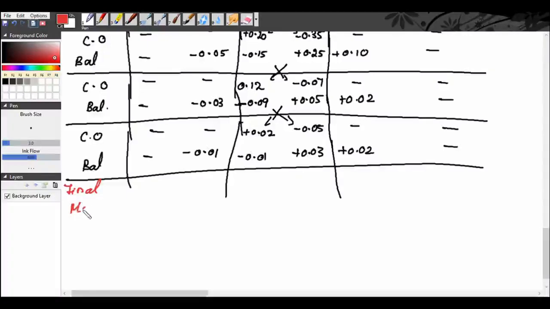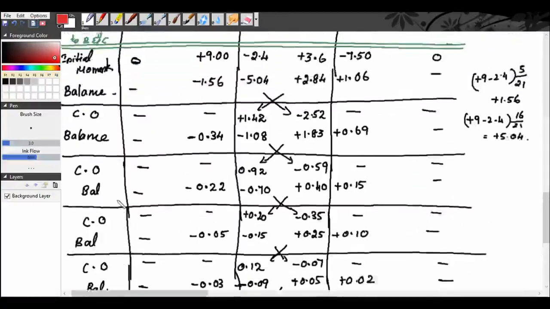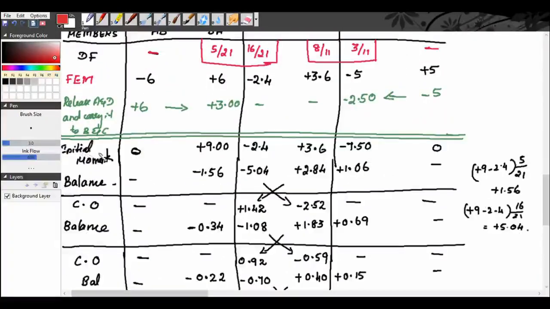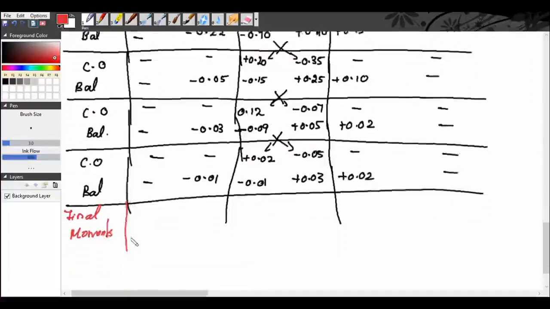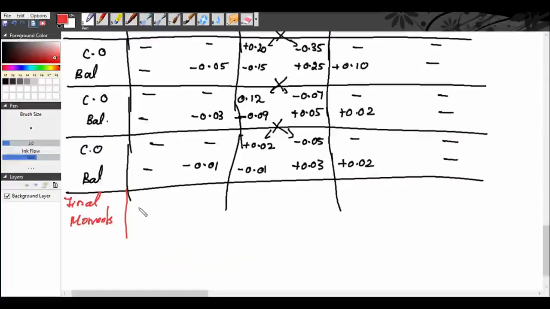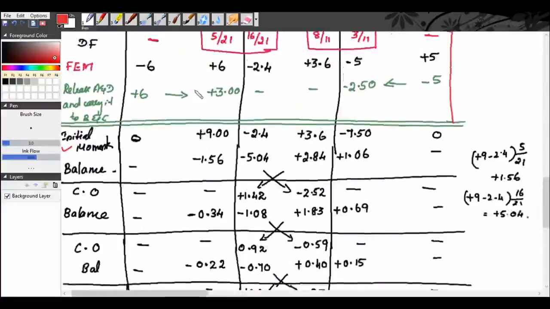We will find the final moments. Now you should be very careful. See, when you had fixed ends, you started from the fixed end moment. Now since the ends are simply supported, you have to omit this first part, that is, you have to add the moments from the double line. So at the end A, it is 0. We do not have any moments, right?